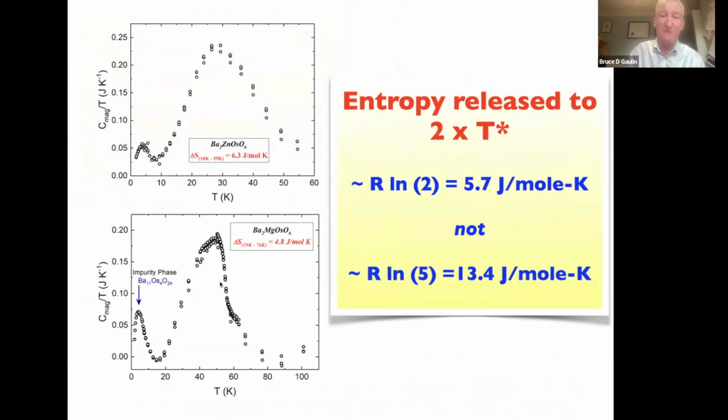And as I said, this entropy release that we determined, we've measured it for all three of these systems, and to within 10 or 20%, the entropy release to twice T star is roughly consistent with R log 2 and not with R log 5. So if nothing else, it's very clear that there's some breaking of this fivefold degeneracy, and at least up to 80 Kelvin or so, we're left with the relevant degree of freedom being some pseudo-spin a half degree of freedom. That's two of the five states that have been pulled down due to this perturbation, and it's the same in all three of these materials.